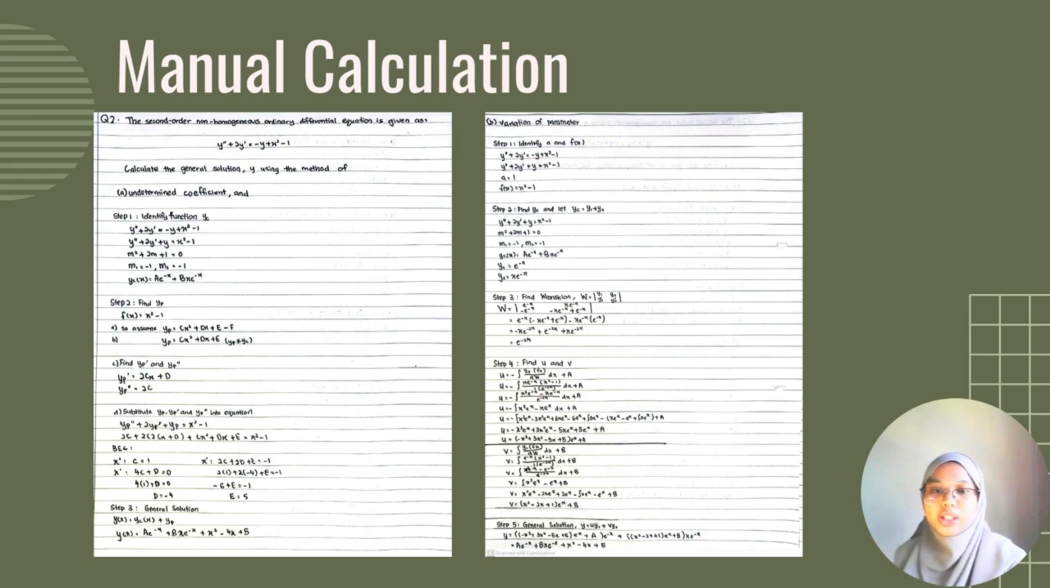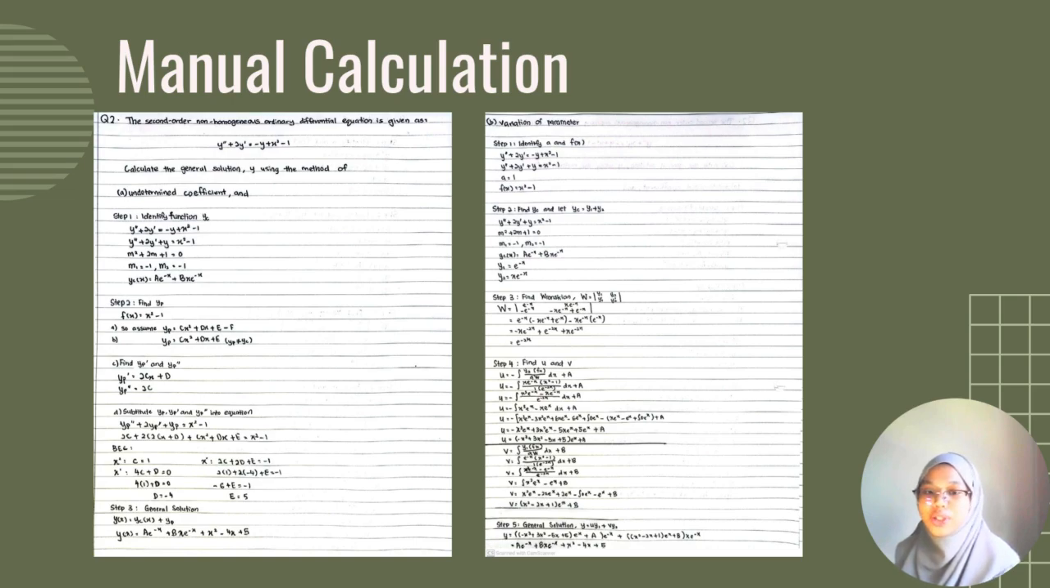Now I would like to explain the solution for question 2. First, I would like to explain the method of undetermined coefficients. This method has 3 steps. The first step is identifying the function of yc. To identify the function of yc, we must insert the equation given into the calculator. First, we must change this equation into the general form, which is y double prime plus y prime plus y is equal to fx.